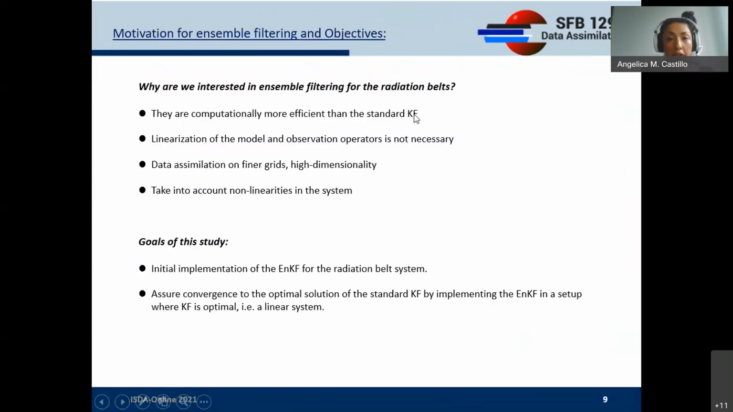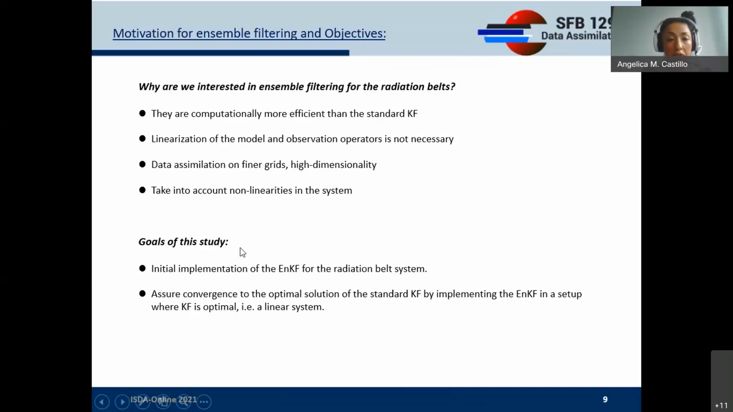So we already have a standard Kalman filter. You may wonder, why are we interested in ensemble methods? Well, we have a big system. It's highly dimensional, so we are interested in computationally more effective methods. Additionally, we would like to avoid the linearization of the model and observation operators because we're losing information there. And our model also contains some nonlinearities that we have not been able to reproduce so far.